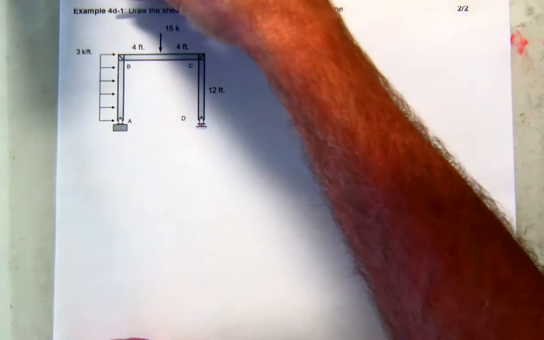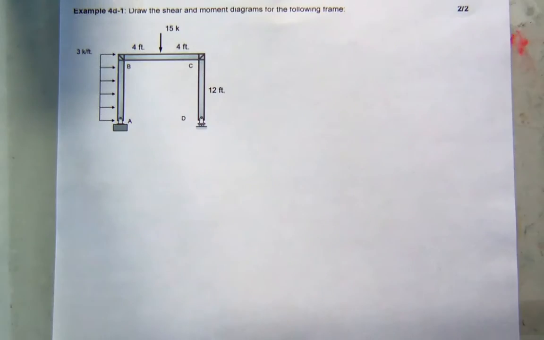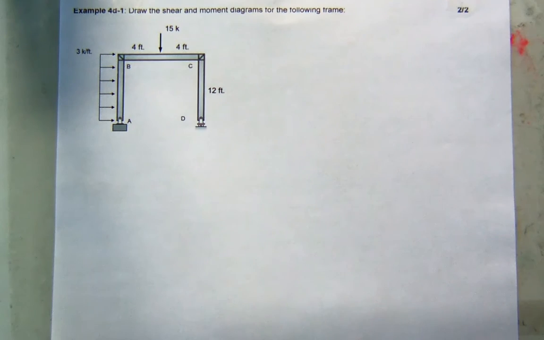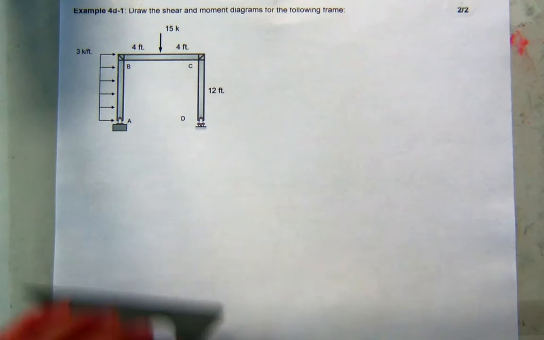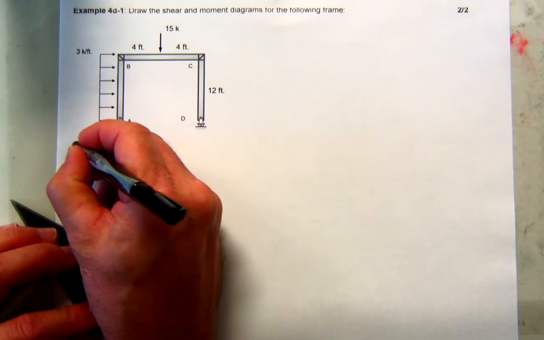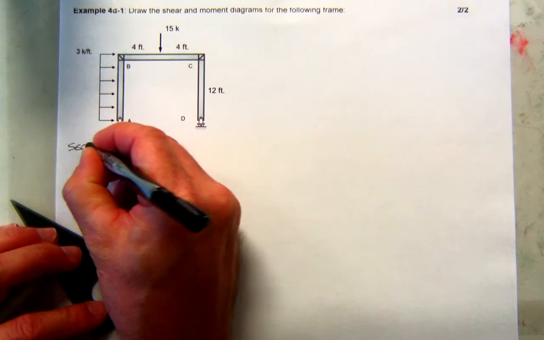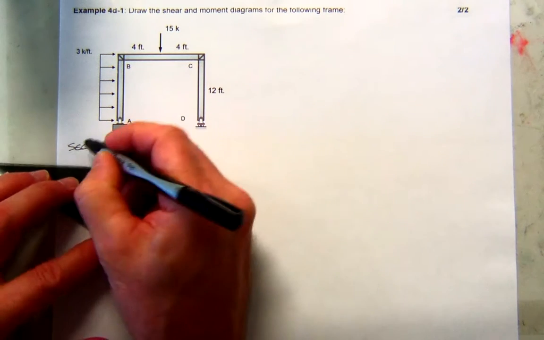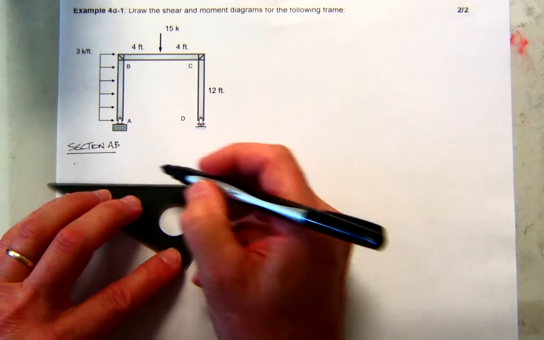So I'm going to do the strategy I talked to you about before. I'm going to rotate these things to make it easier for my benefit. So I'm now going to draw the shear moment diagram for section AB. I'm just going to rotate it.